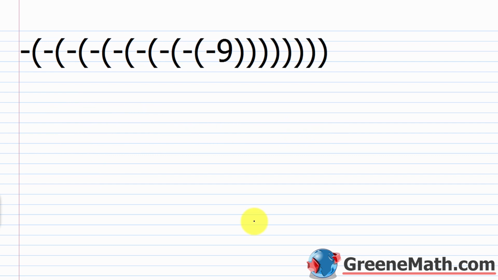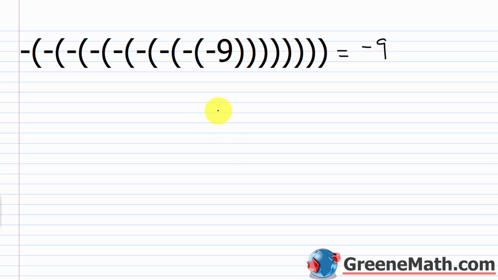Okay, let's look at one last problem. And look how long it is. So we have a long chain of the opposite of, the opposite of, ending with negative 9. Again, if I did this the long way, it would take some time. In other words, this would make it positive. This would make it negative, positive, negative, positive, negative, positive, and negative. So we'd have negative 9.